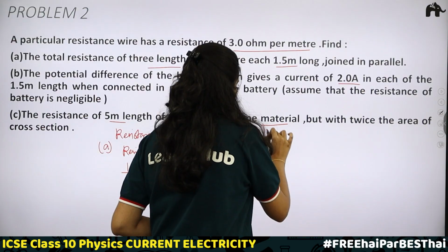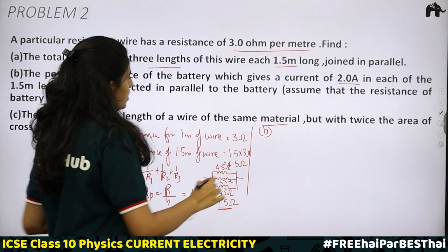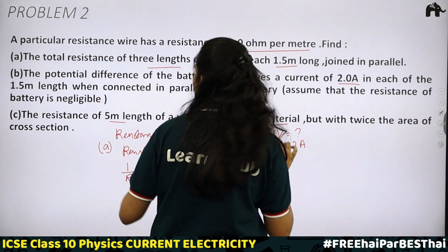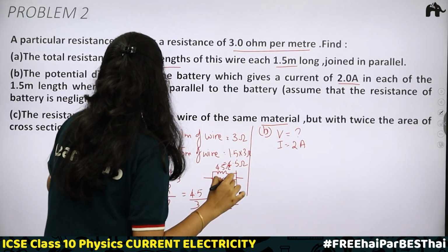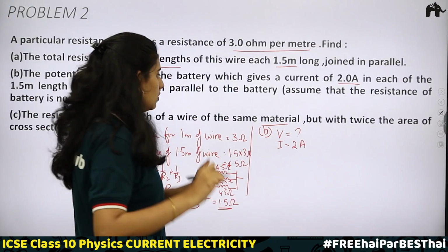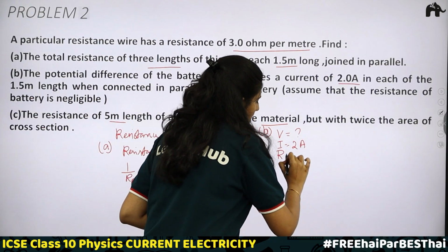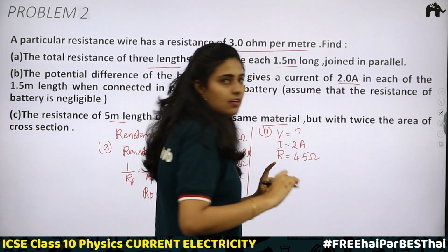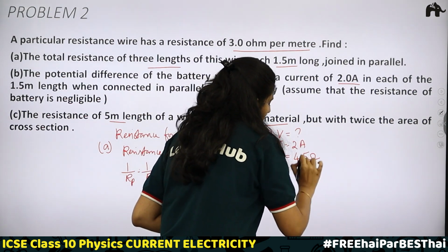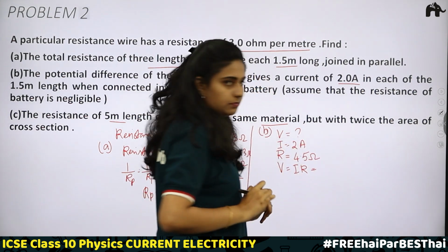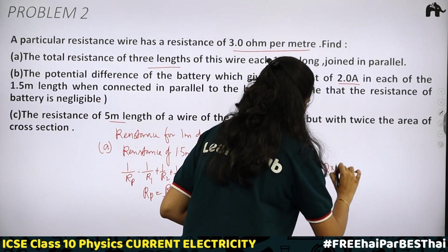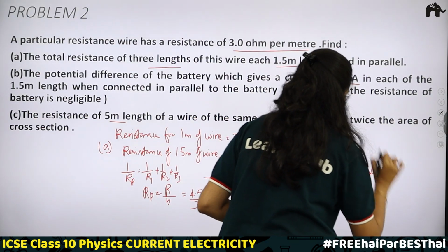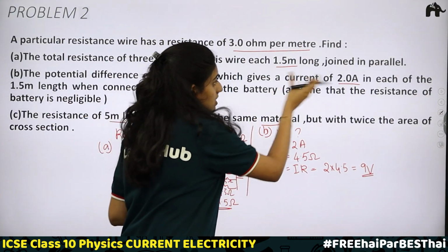Now the second part, B part, we have to find the potential difference of the battery which gives a current I of 2 ampere in each of the 1.5 meter lengths when connected in parallel to the battery. So here each resistor is considered. The resistance of each resistor is 4.5 ohm. Then what is the potential difference V? We have Ohm's law, V is equal to IR. Here I is 2 and R is 4.5. 2 into 4.5 will be 9. 9 volt is the potential difference across each wire.